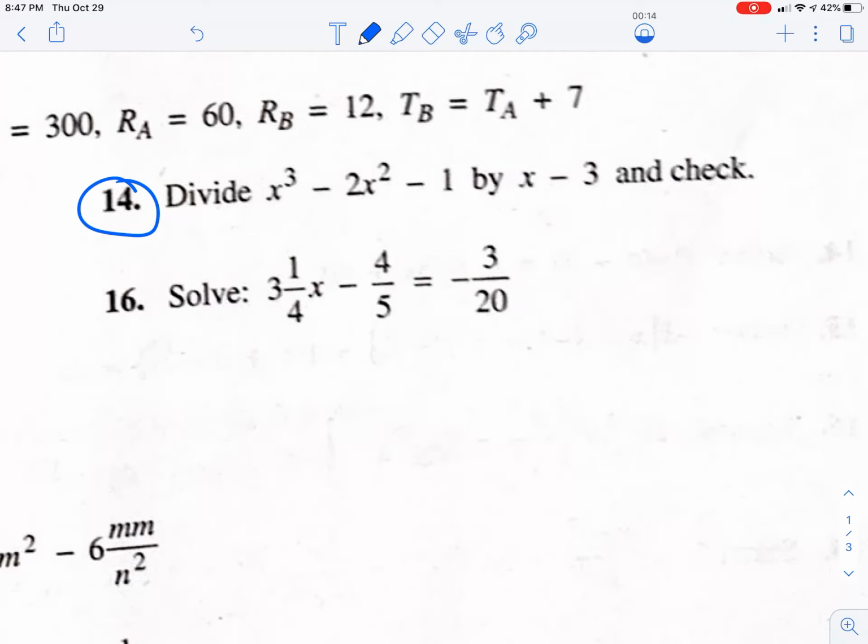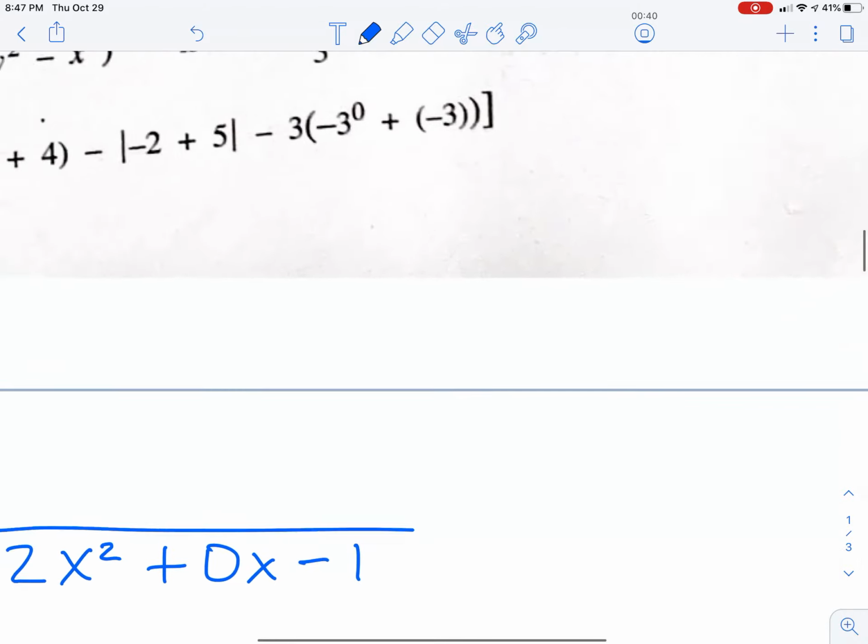Remember, a polynomial is simply an algebraic expression that has many terms in it, particularly when you see different exponents. And here we have 3 different terms. We have x to the third power, we have an x to the second power, and then we have a constant term here. So this is considered a polynomial. And we want to divide it by x minus 3.